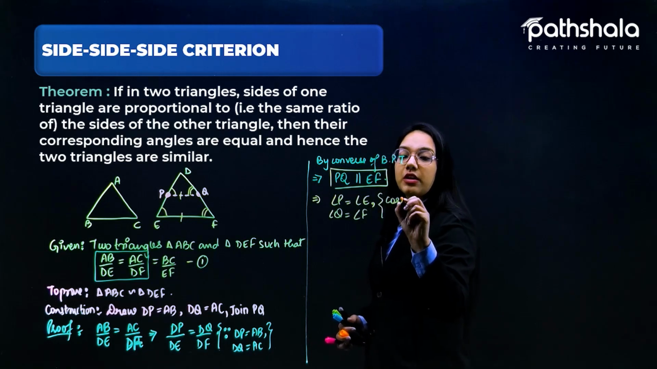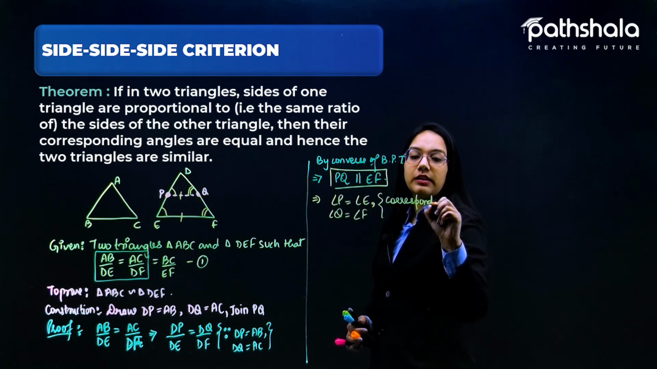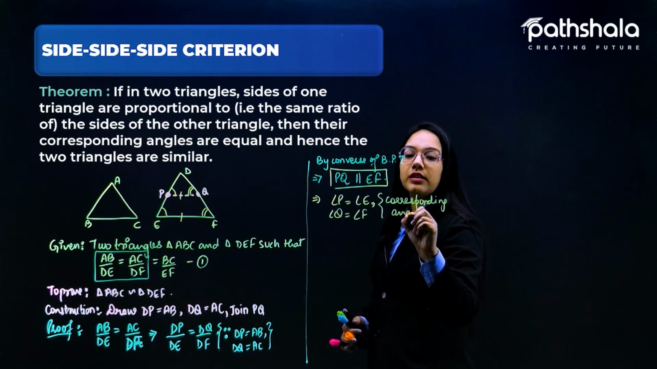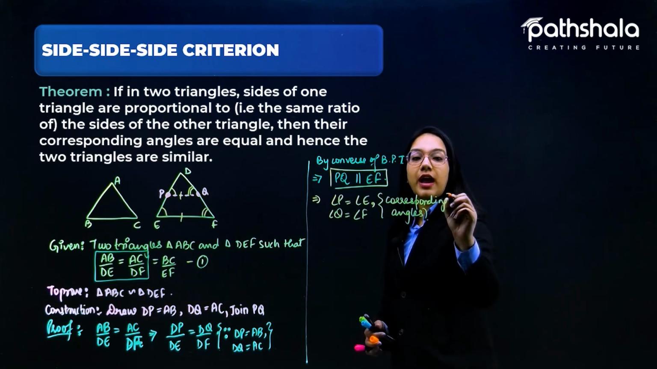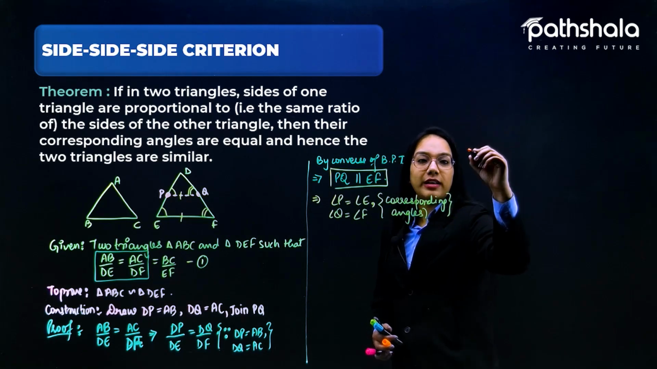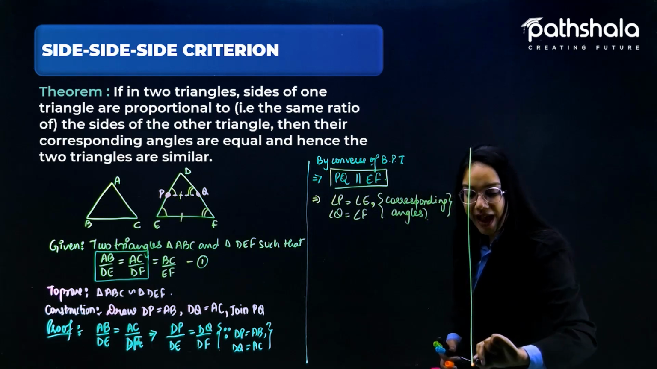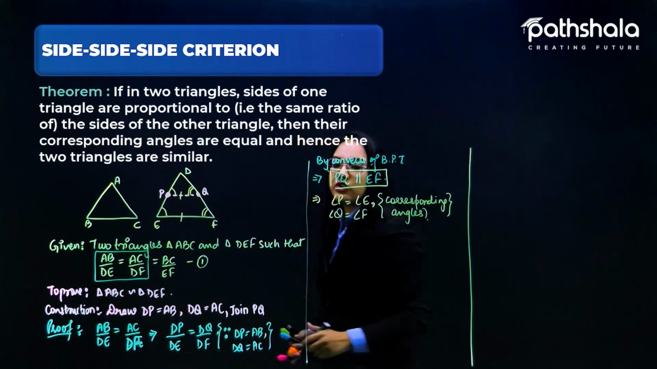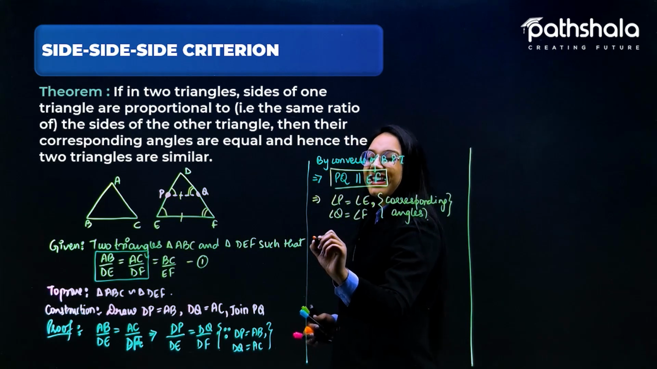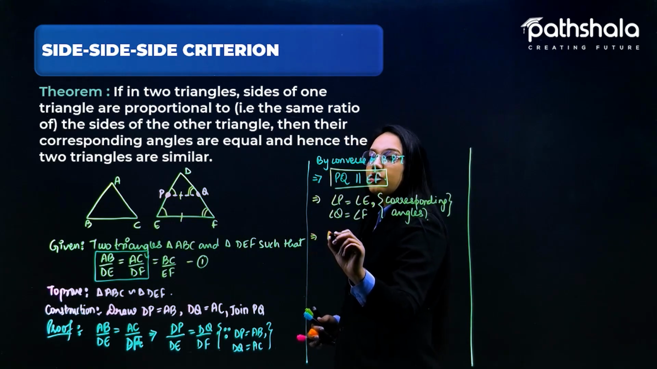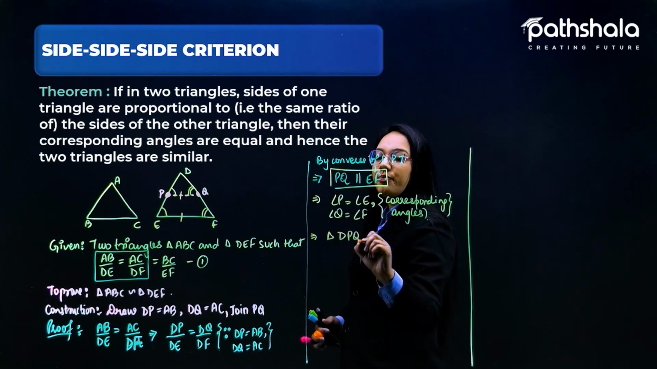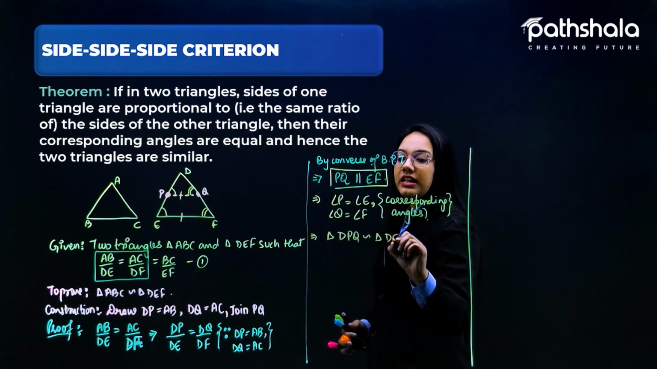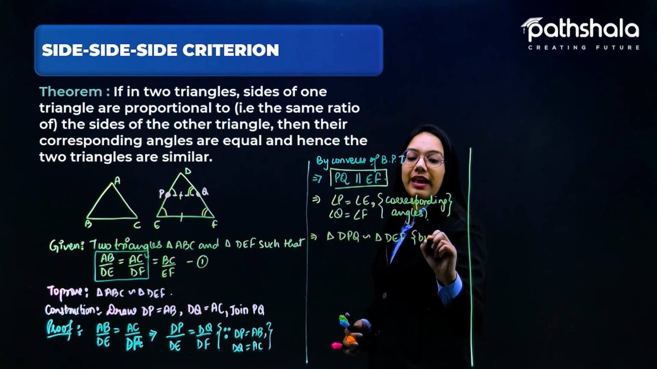They are nothing but the corresponding angles, and the corresponding angles are definitely lying between the two parallel lines. So if the angles are equal to each other, then we can say that the triangle DPQ is similar to the triangle DEF by the angle similarity criterion.